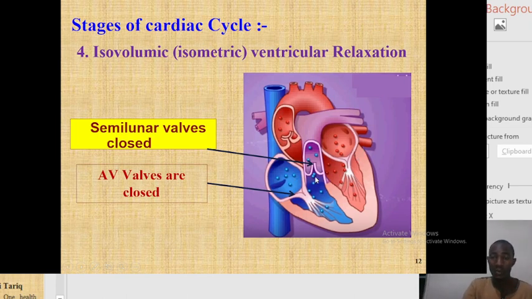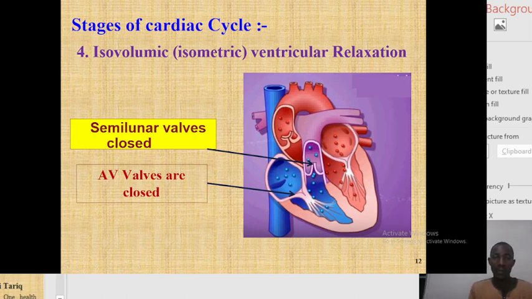So after blood has been ejected, what happens now? The ventricles will relax. The ventricles relaxing, we term it isovolumetric ventricular relaxation. Iso means same, volumetric, the volume is the same. The ventricles will now relax. In that, both the valves will be closed. The AV valve and the semilunar valve should be closed. As these valves are closed, the ventricles will now relax.